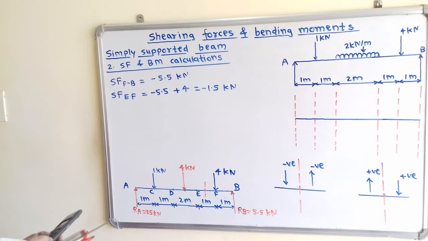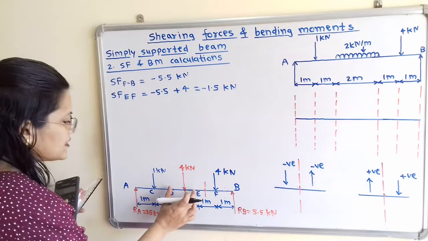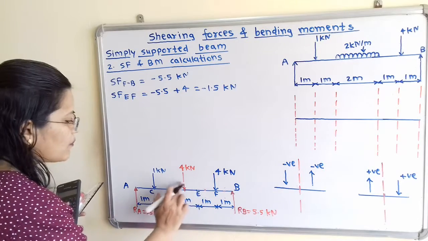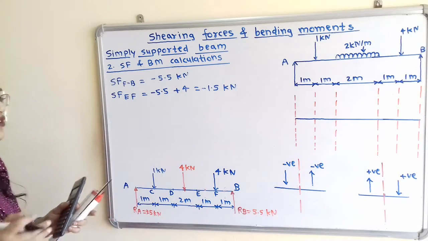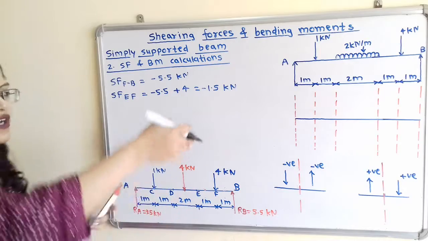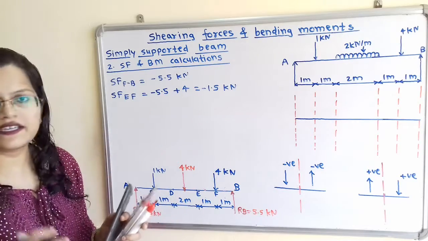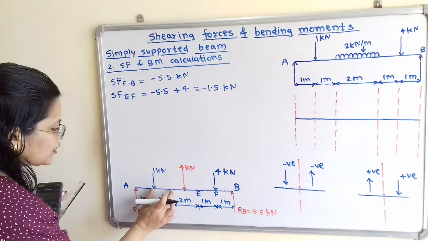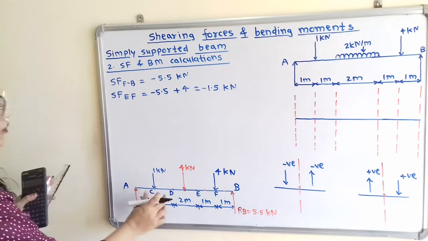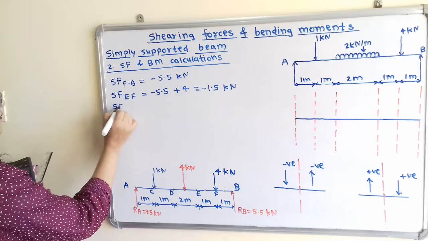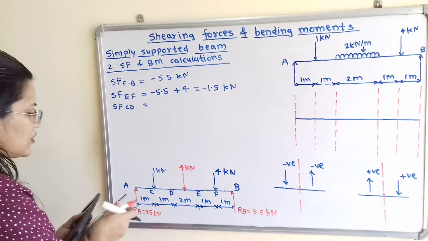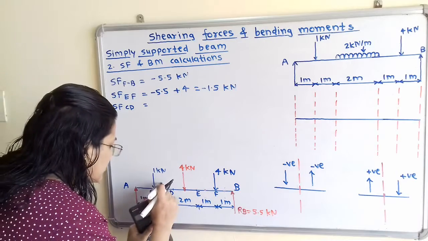Now we will move to the next. If we observe, the next section is this DE, but in this DE there is a uniformly distributed load, and for a uniformly distributed load, the shear force will vary linearly. So we will calculate the shear force in the section C to D. So I will write here SF in section C to D. So we have to show this section line in between C to D.